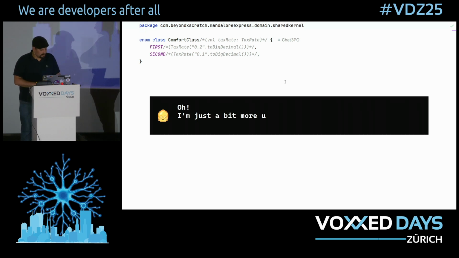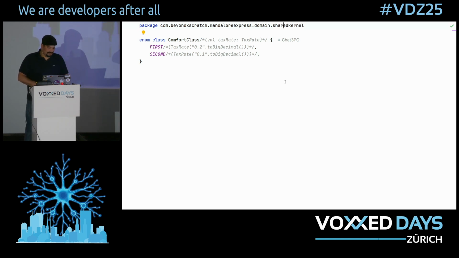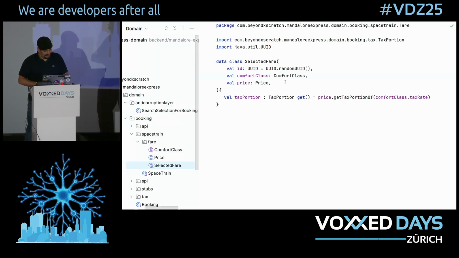I'm just a bit more useful than a Scrum Master. How extraordinary. No. That's really bad. You cannot say that. We said that already. You cannot troll the Scrum Masters. We have no idea where it gets that from, honestly. Yeah. I have no idea at all.